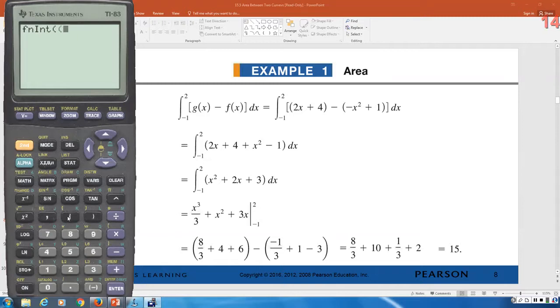Of 2x plus 4, minus negative x squared plus 1, or 1 minus x squared, whichever way you want to put it in. And I did need parentheses in front of that because I'm subtracting one function from the other. So you do need both sets of those parentheses. And then it's with respect to x, and you're going from negative 1 to 2. So I've got 1, 2, 3 open and 1, 2, 3 closed, and it says it's 15.